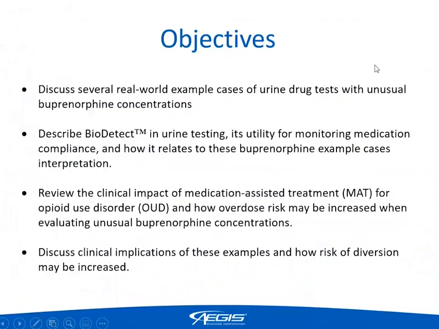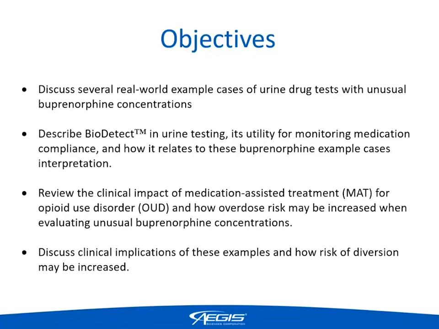So the objectives of today's presentation are to discuss two real-world examples of actual urine drug screens performed at Aegis that had unusual buprenorphine concentrations. We'll describe BioDetect, what that is, and the urine drug testing at Aegis, and what utility it has for monitoring medication compliance and where risk levels can be used to assess a particular sample that we see in the lab.